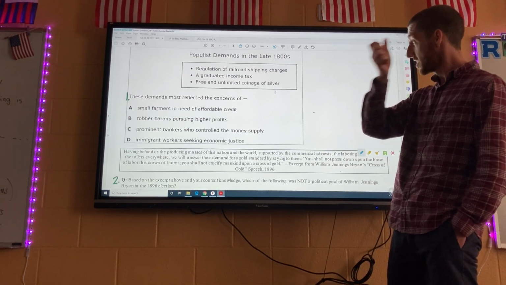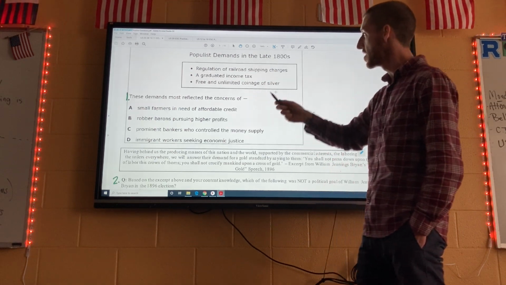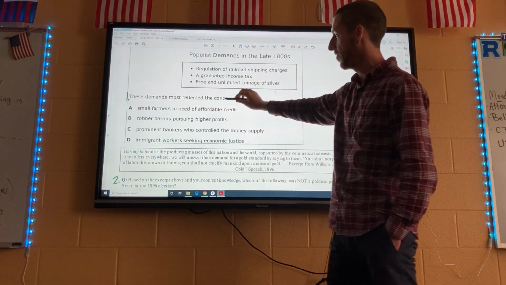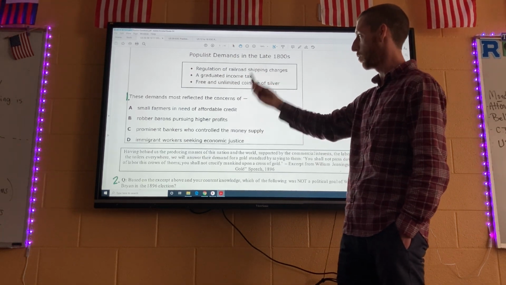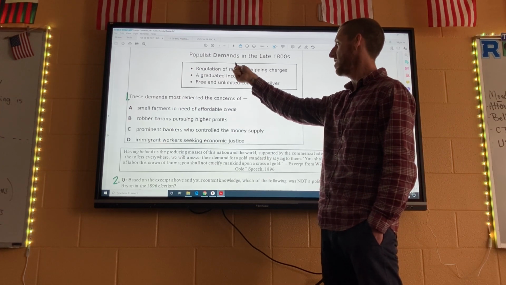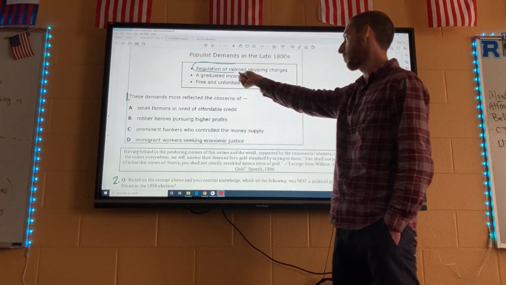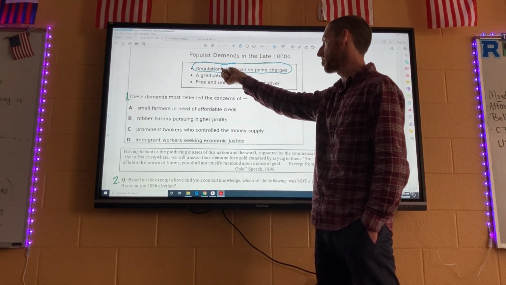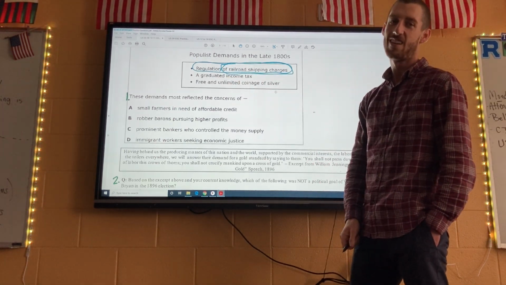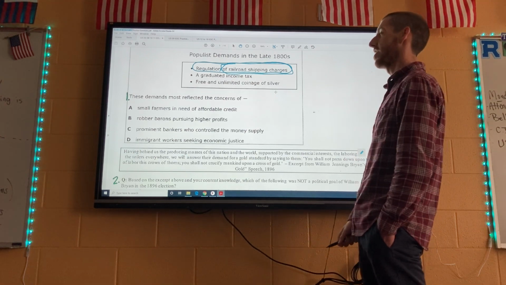All right, it says populist demands in the late 1800s. Let's see here. All right, let's look at the question. These demands most reflected the concerns of, all right, we're not sure. There's a clue here that's going to give this away. If you look right here, it says regulation of railroad shipping charges. We've been talking about railroad prices since the beginning of the year, it feels like, and I'm honestly kind of tired of talking about it.